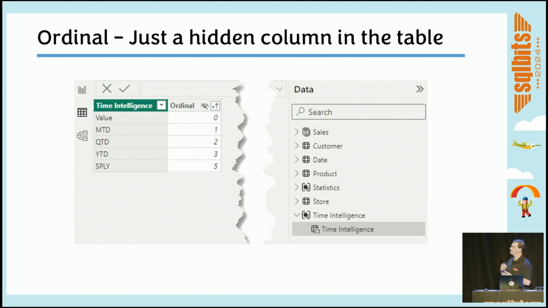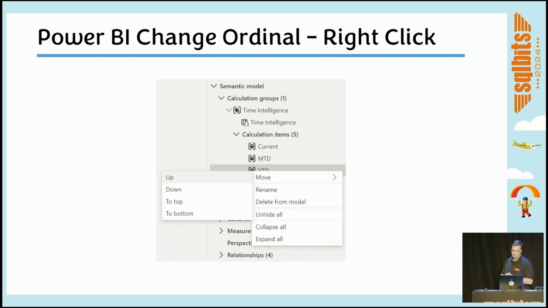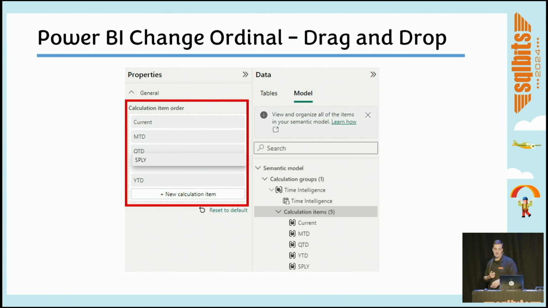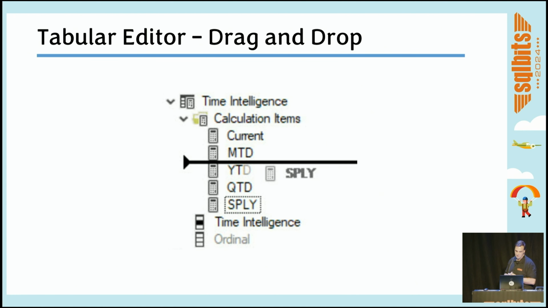And here you can see it, and it's got the little hidden symbol. So we can right click, move things up and down. Power BI Desktop also allows us just to drag things. That works. Like I said, I do like that experience. Tabular Editor is the same way. It also has just drag and drop the order you want.